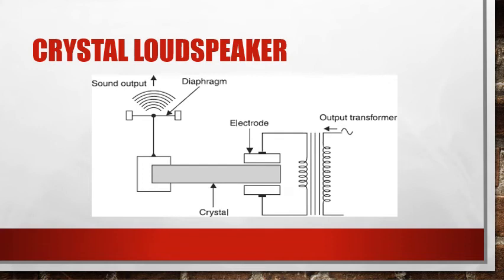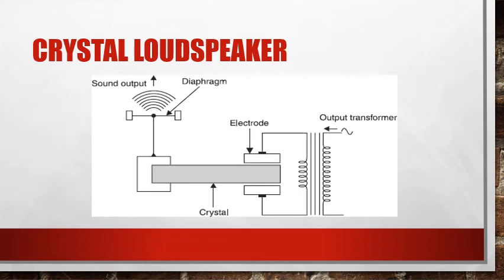Now let us discuss the types of loudspeaker. First, we will discuss the crystal loudspeaker. Rochelle salt crystals have the property of becoming physically distorted when a voltage is applied across two of their surfaces. This property is the basis of the crystal type of speaker driver. The figure shows the crystal loudspeaker.